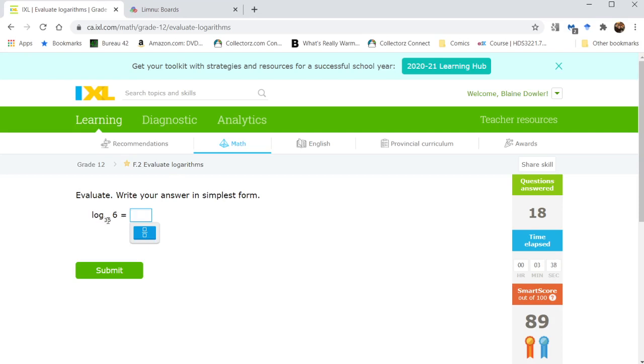Now, 6 is the square root of 36. It's very tempting to put a 2, because we know 6 squared is 36, but this is the other way around. So the square root of 36, written as an exponent, is 36 to the 1/2.